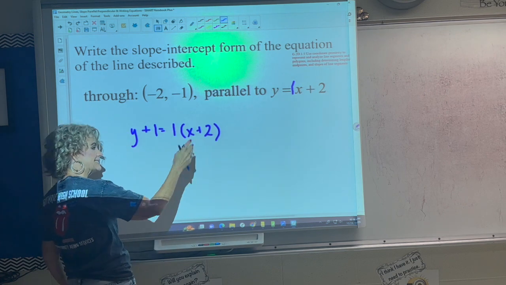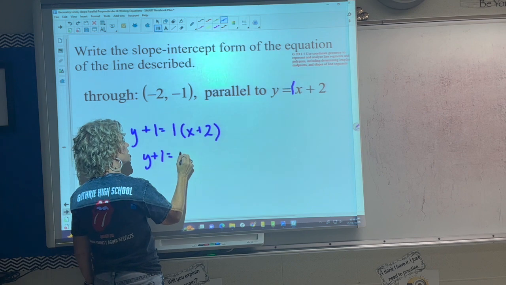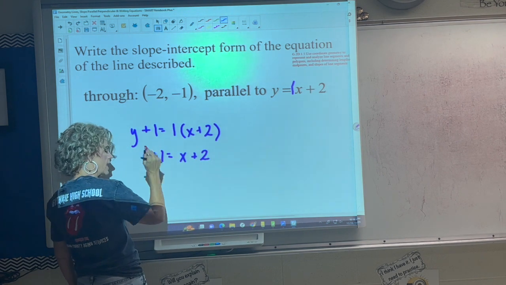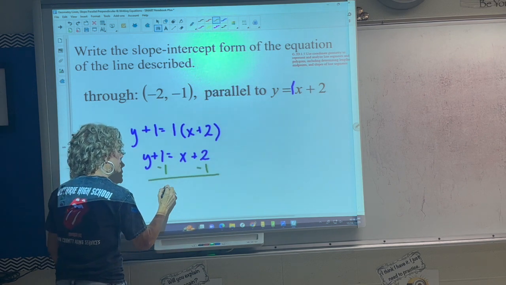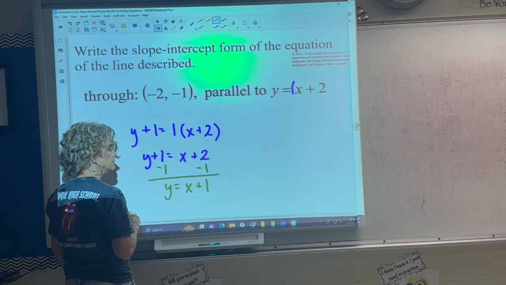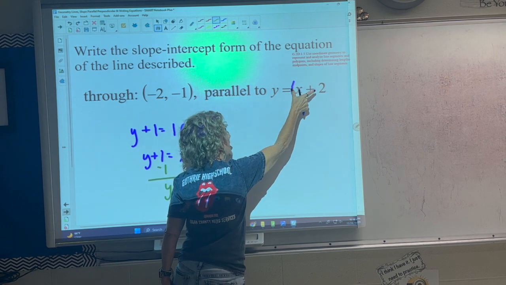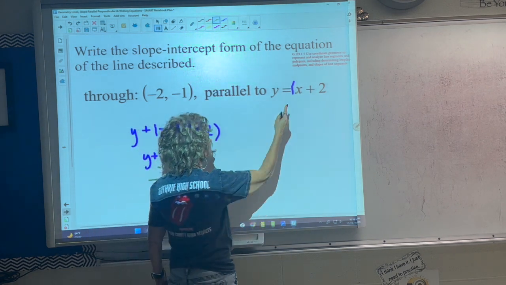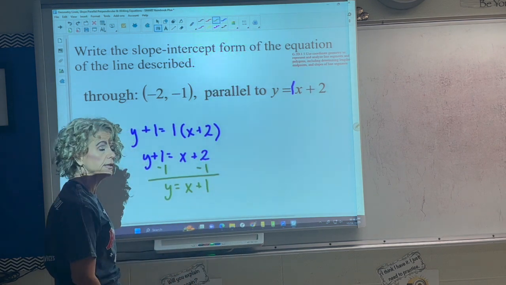Isolate y. Same song and dance. y plus 1 equals 1 times x is x. 1 times a positive 2 is a positive 2. Isolate y. Subtract 1 from both sides. y equals x plus 1. So this line is parallel to that line. And let's check, is that slope 1? Yes. Is that slope 1? Yes. So these two lines will be parallel.